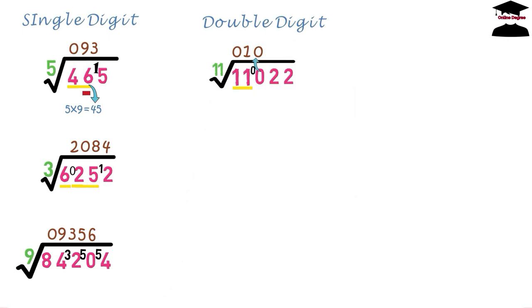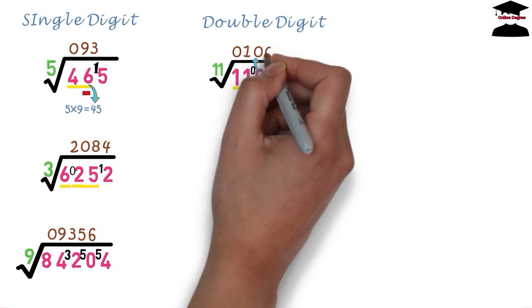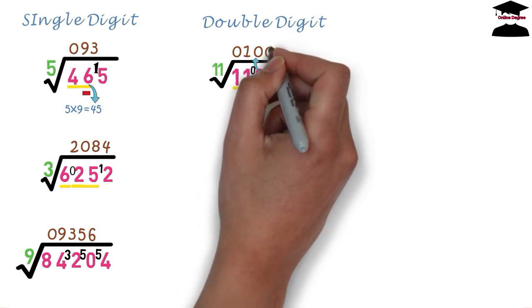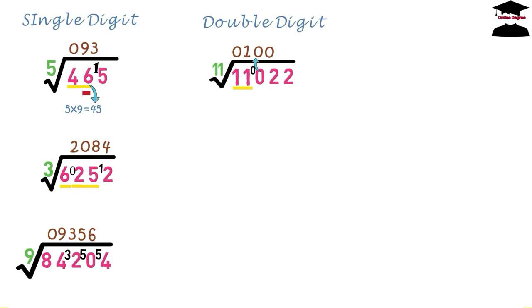2 we know is smaller than 11. So we need to add one more 0 to our answer. So I'm going to add one more 0 and going to take the help of the next number. So that makes it 22. Now 11 times 2 is 22. We know it. So our final answer is going to be 1002.